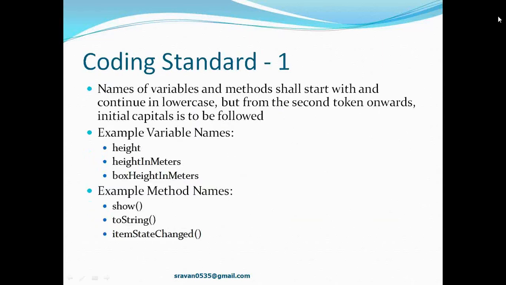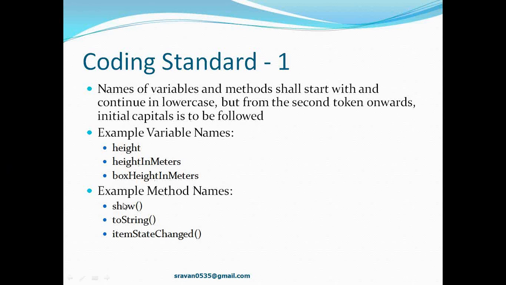See, the first coding standard: names of variables and methods shall start with and continue in lowercase, but from the second token onwards, initial capitals are to be followed. Example: height, everything is small. heightInMeters is a combination of three tokens, a token being nothing but a word. So in heightInMeters, the I and the M are capitals. boxHeightInMeters is also the same.